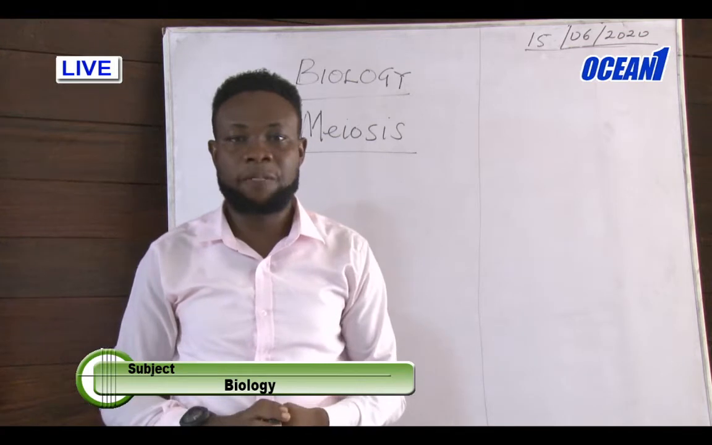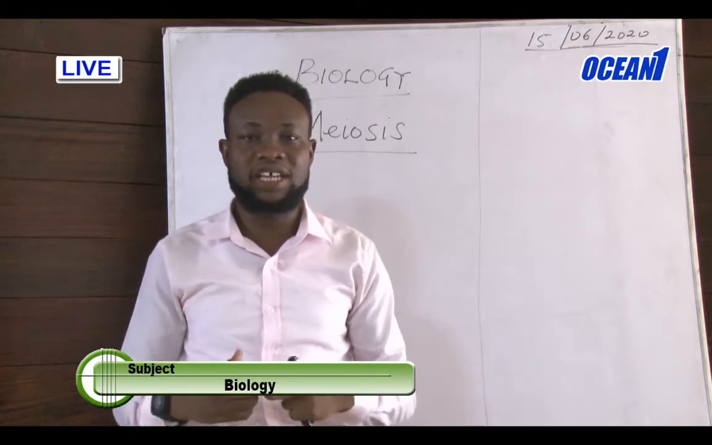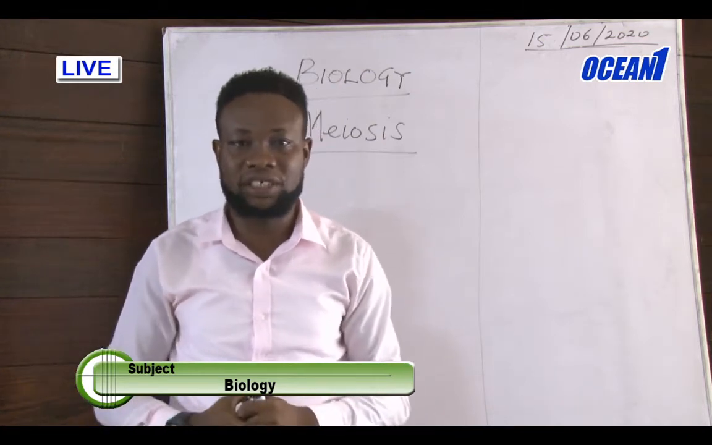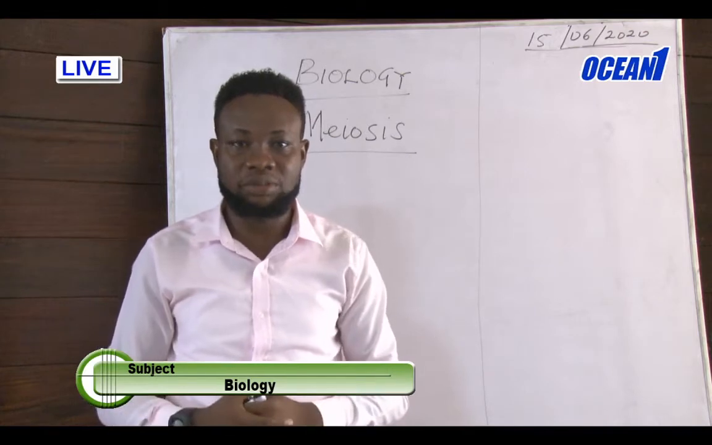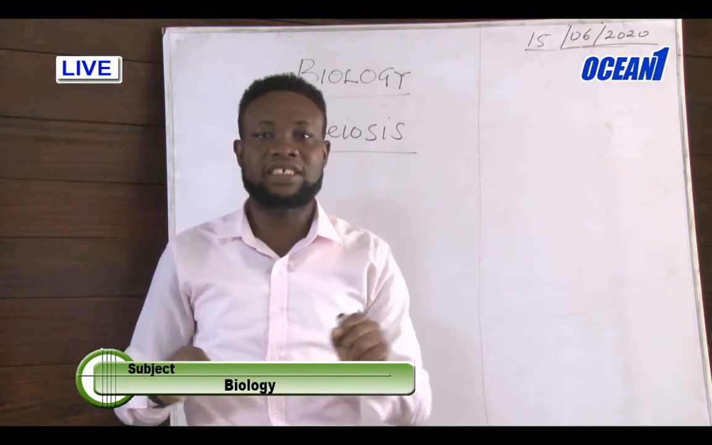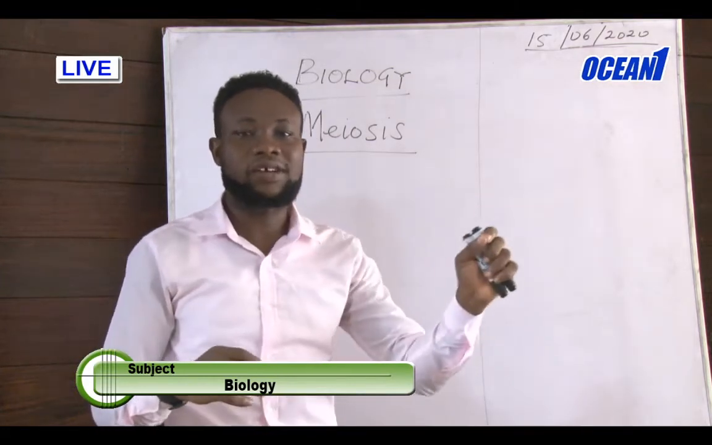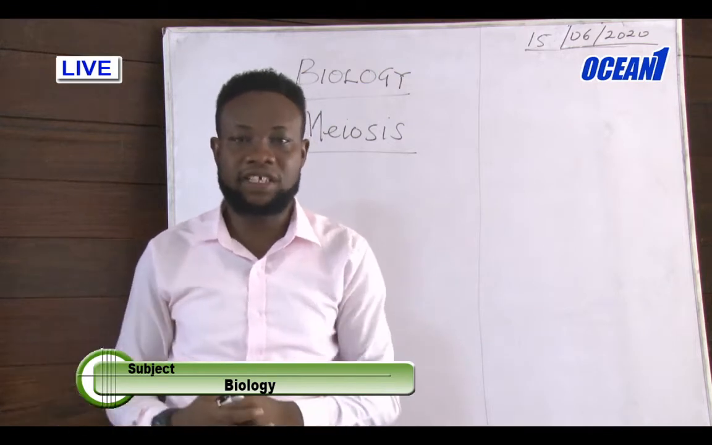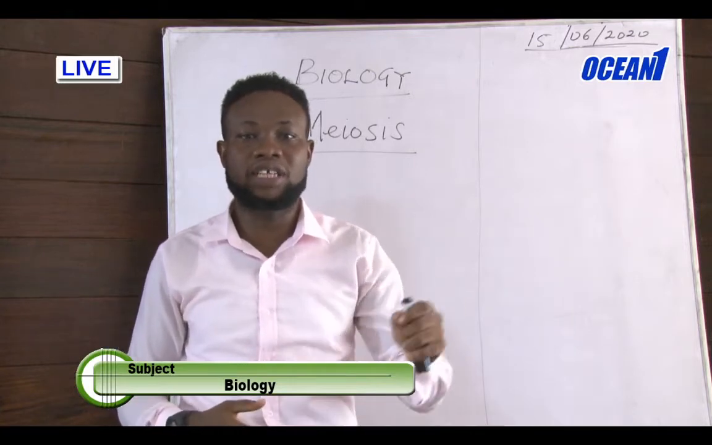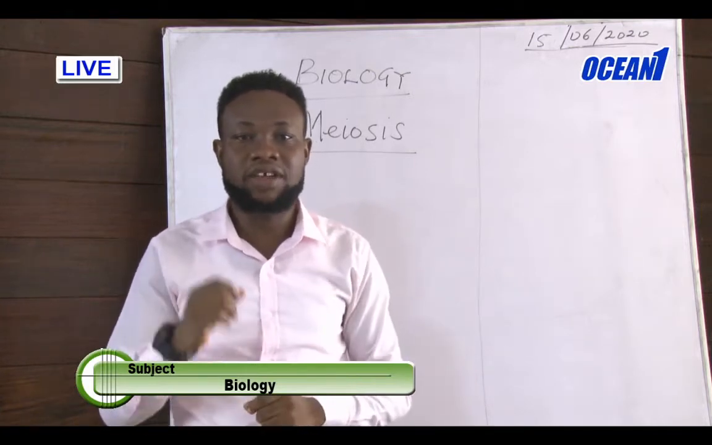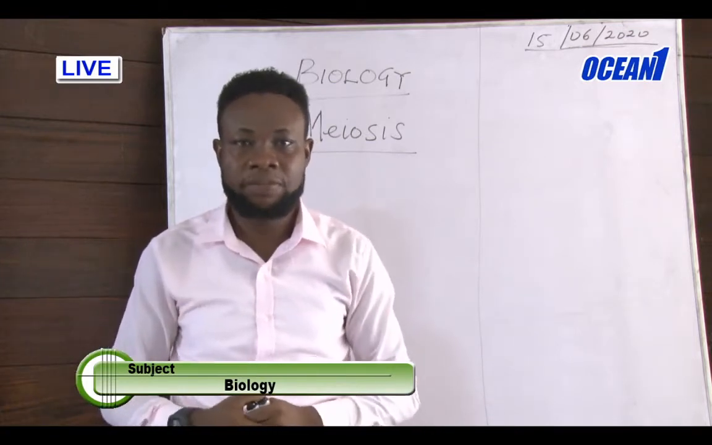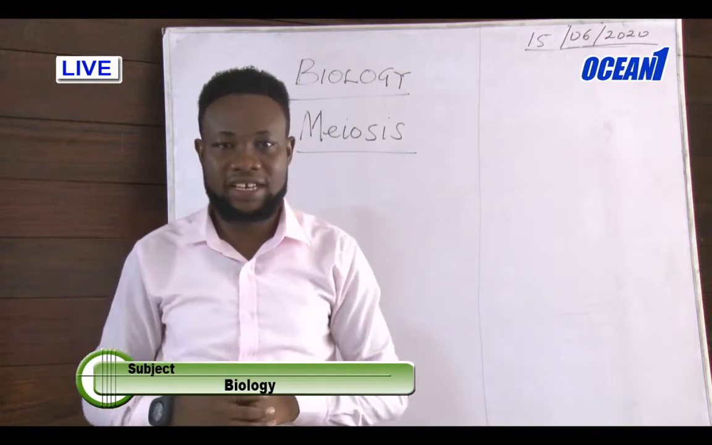Last week, God willing, we looked at mitosis. We went through what mitosis is. We realized that mitosis is an equational division, and we talked about it in some detail. We realized that mitosis can also be grouped into two, karyokinesis and cytokinesis. Karyokinesis is made up of four different stages, what we usually call PMAT. So we came across the prophase, the metaphase, the anaphase, and the telophase, and we looked at what really happens at each of these stages. Then from there, we considered cytokinesis.